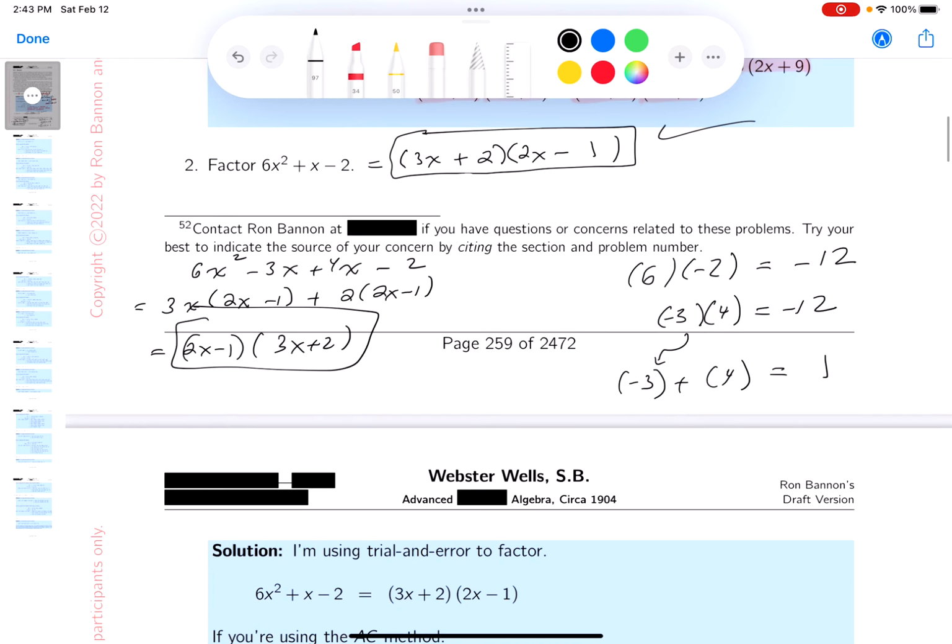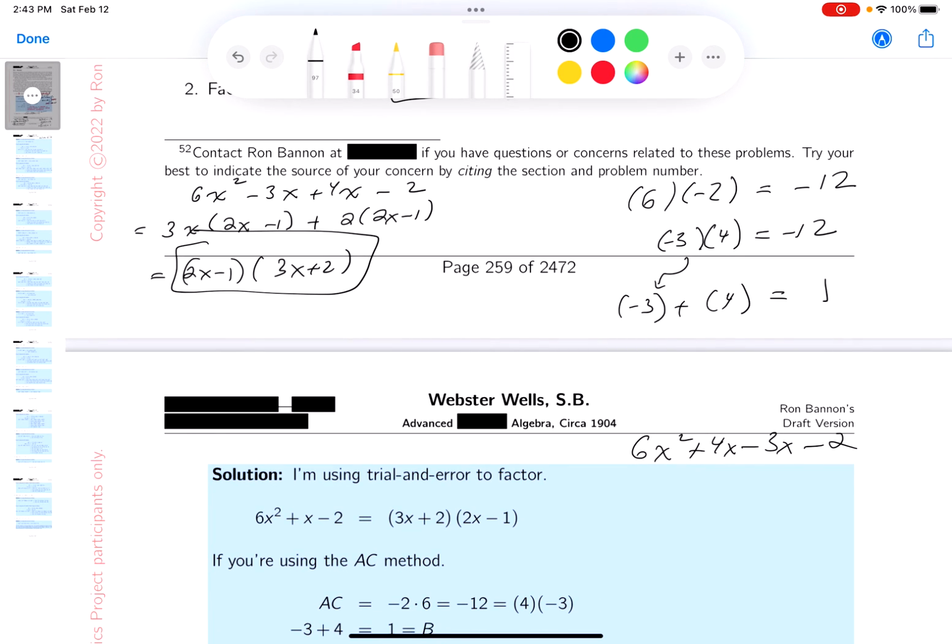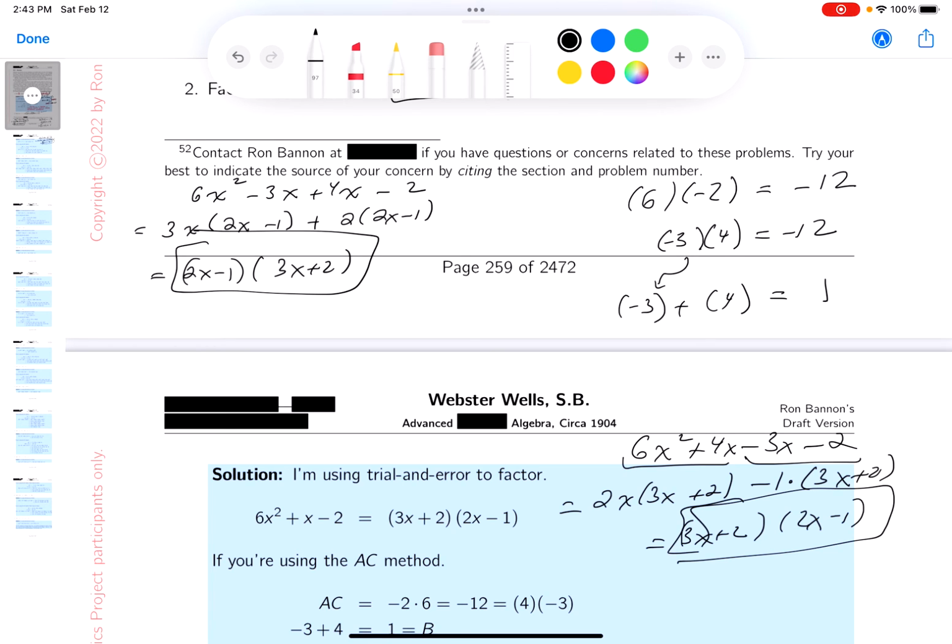Now, let's say you did it a little differently. Let's say instead of what I wrote over there, you wrote this down instead: 6x squared plus 4x minus 3x minus 2. Well, it's still going to be the same thing. You're going to factor the first two, and then the last two. So what do you have here? Well, 2x times 3x plus 2, and then minus 1 times 3x plus 2. What factors out here? 3x plus 2. And you're left with 2x minus 1. Are we getting the same answer every single time? Every single time, we're getting the factors 3x plus 2 and 2x minus 1.